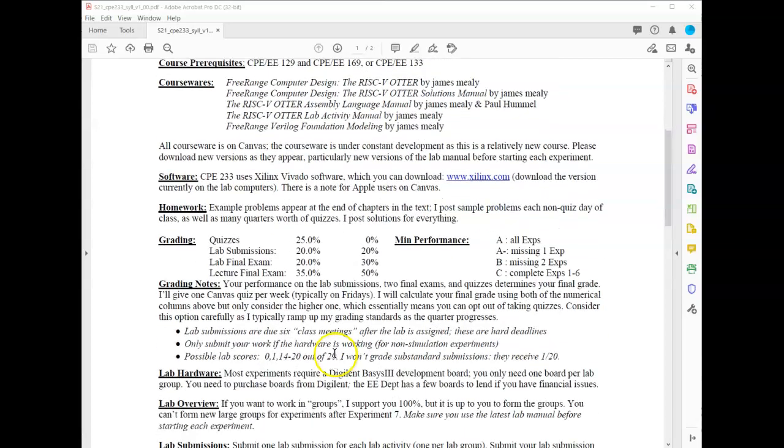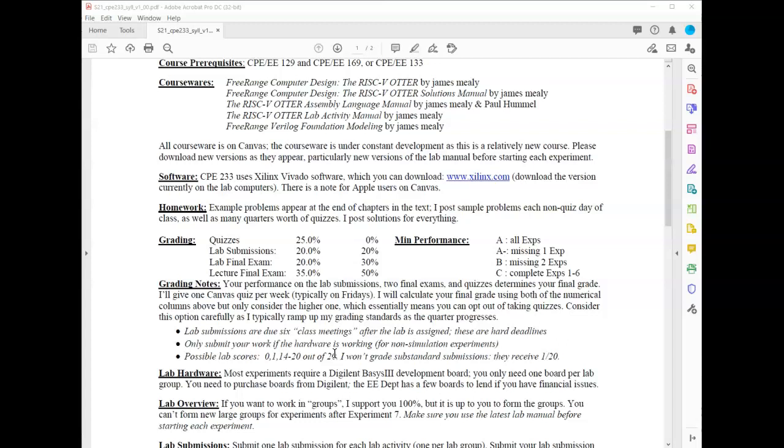So the lab experiments are due, what I call lab submissions, which is essentially the lab reports, are due 6 class meetings after the lab is assigned. And I say it every quarter, but I mean it this quarter. These are hard deadlines. I'm not going to extend them. And so with these experiments, get them started early, particularly experiment 1, which is longer. The next couple of experiments after experiment 1 are not that long.